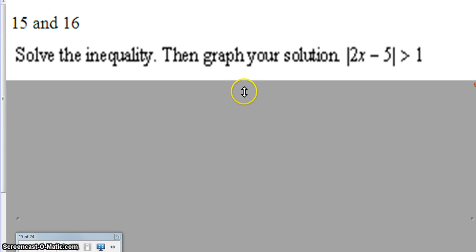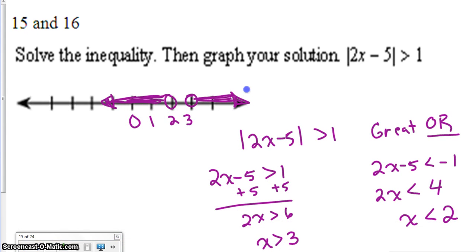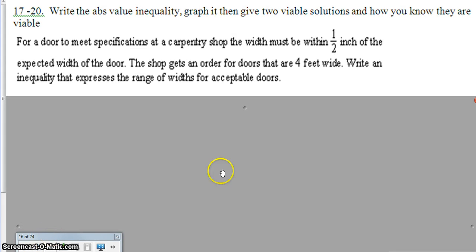This is the standard absolute value inequality. Remember, greater. All right, don't forget that 4 feet has to be, that's right, 48 inches.